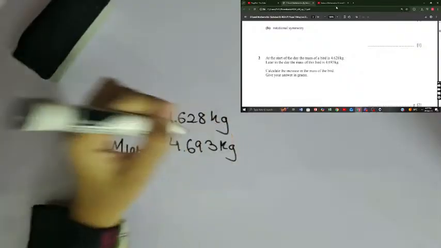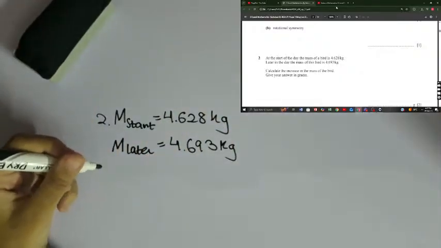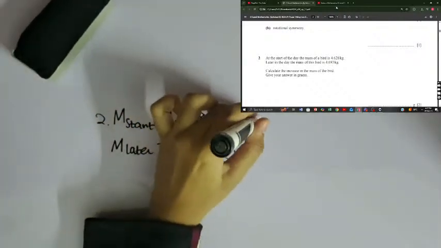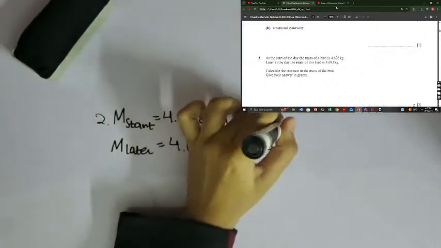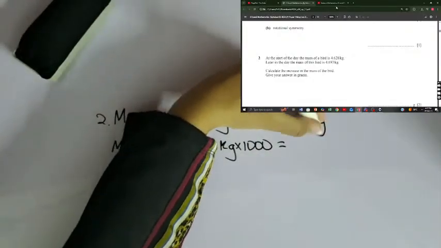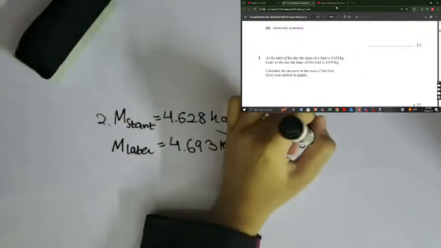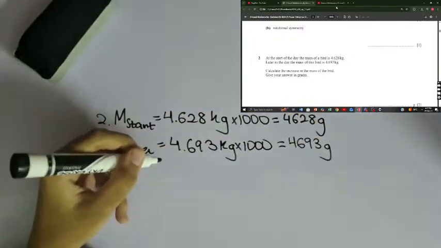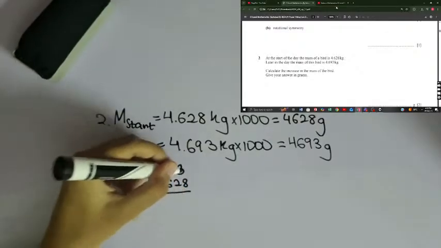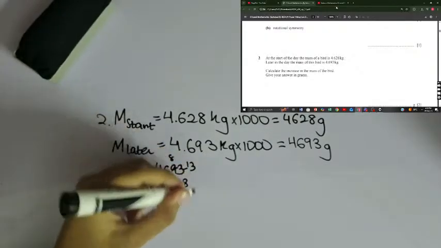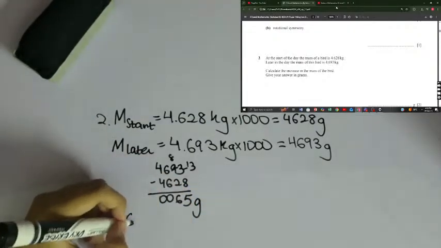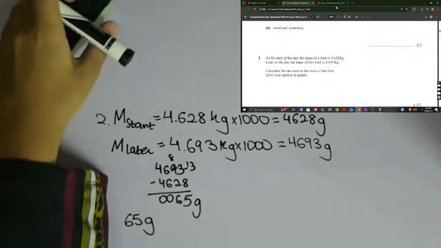Now they're saying we need to calculate the increase in the mass of the bird and give our answer in grams. So to make this easier, since they asked us to give it in grams, we can just multiply by 1000 immediately and then subtract. So multiplying by 1000 to get it in grams, you get 4628 grams and 4693 grams. Now when we subtract these two values, 4693 minus 4628, we get 65 grams. So the bird increased in mass by 65 grams. That's question 2 for you.